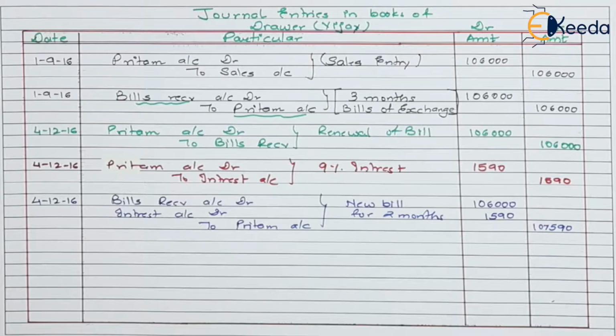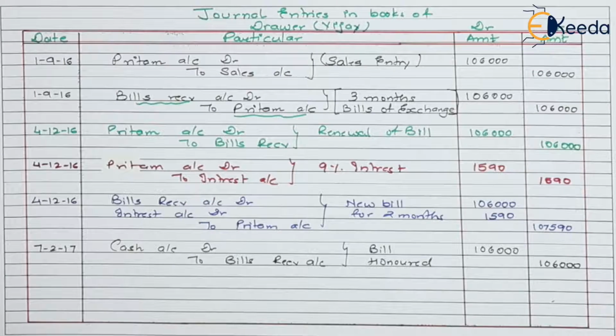Let's figure out the date now. Now 4th of December is the day when this new bill was renewed. Hence 2 months after that will be 4th of December to 4th of Jan, 4th of Jan to 4th of Feb. 2 months done here. Additionally 3 days will be added to it. So that will be 7th of Feb. So this is how the entry is passed in terms of the drawer.